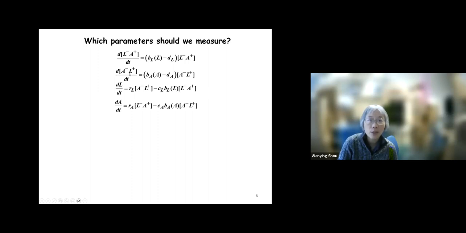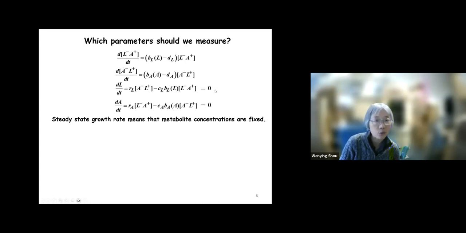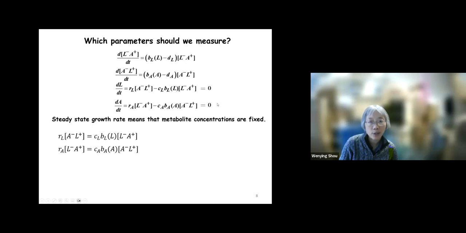And similarly, because this population is growing at a fixed rate, the adenine concentration must also be fixed, right? As a result, you can set the second equation also to zero. You can set both equations to zero. Does that make sense? Because if the nutrient concentrations were varying, the growth rates would be varying. So the fact that they are not varying means you can set them to zero. And once we have this realization, it's very simple now.